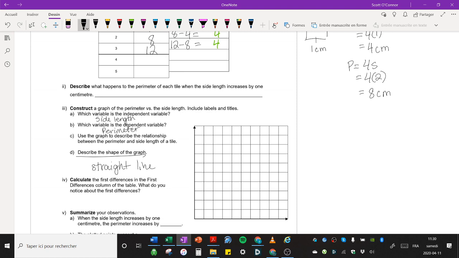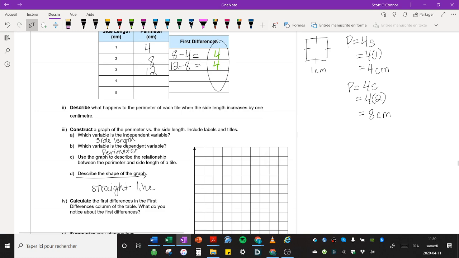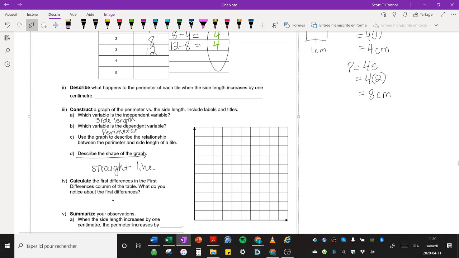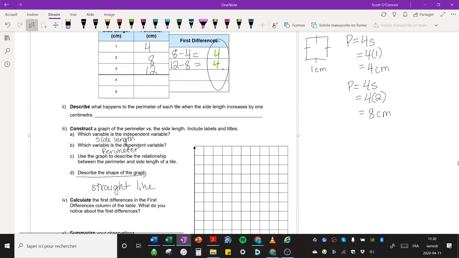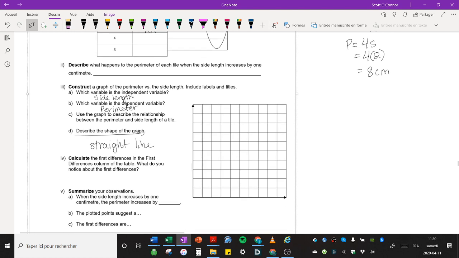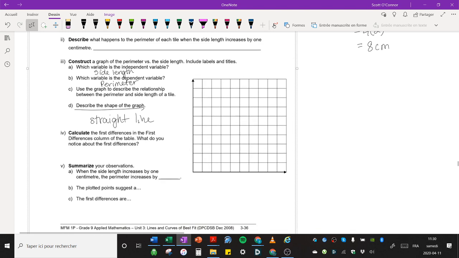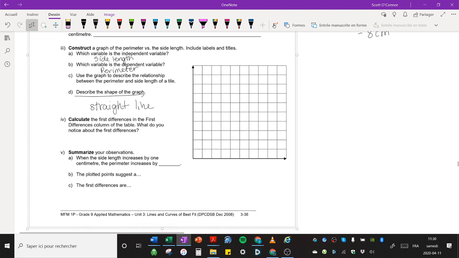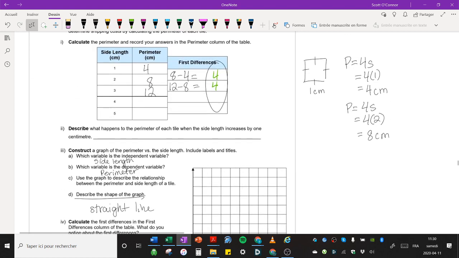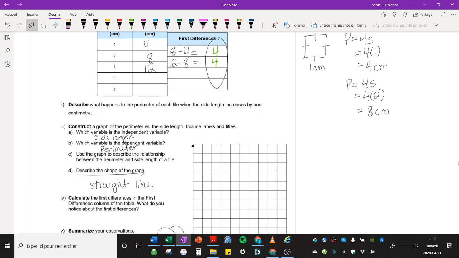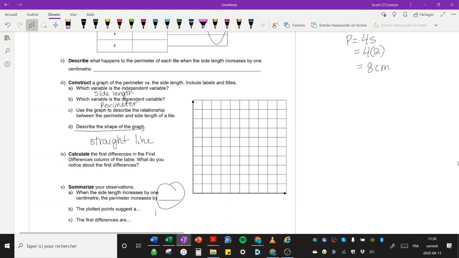And it says calculate the first differences, so we started doing that together already. What do you notice about the first differences? What do you think you're going to notice about the first differences? You've already learned a little bit about that. Hopefully that's not too difficult for you to figure out. When the side length increases by 1 centimeter, the perimeter increases by, how much did it increase by? Just look at what we just did. How much did it increase by? It increased by 4, that's right.